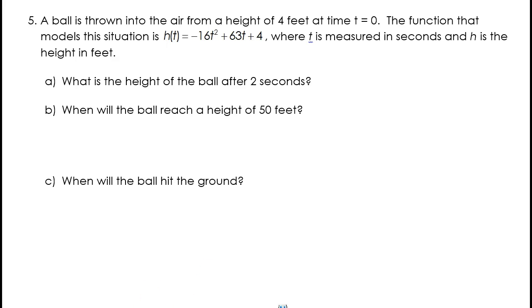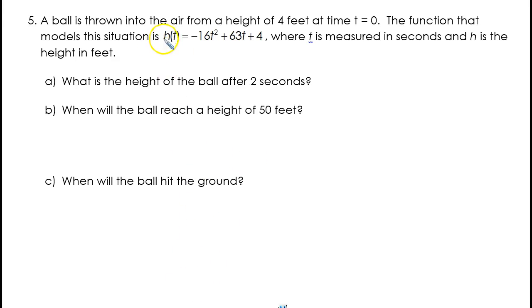Question number 5. A ball is thrown into the air from a height of 4 feet at a time of 0. Initial time of 0. The function that models this is provided, where t is measured in seconds and h is the height in feet. What is the height of the ball after 2 seconds?